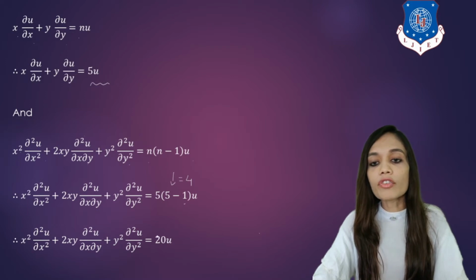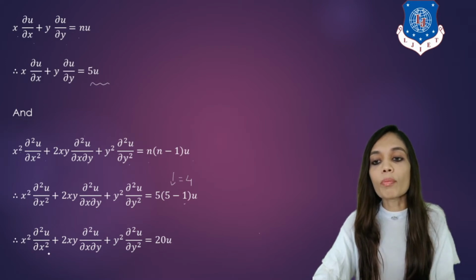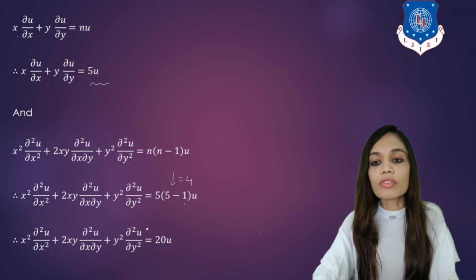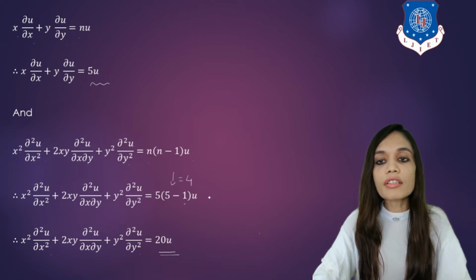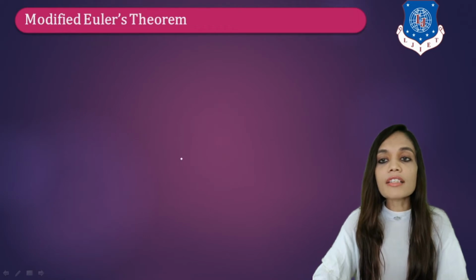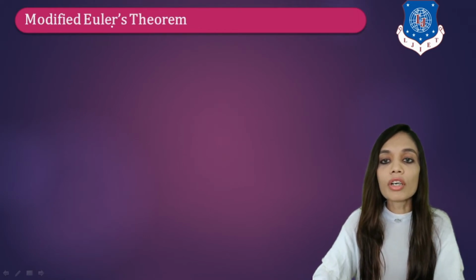4. So finally we got our desired answer, that is x square del square u upon del x square plus 2xy del square u upon del x del y plus y square del square u upon del y square is equal to 20u. So we have proved both the conditions by Euler's theorem. Next, let us take modified Euler's theorem.